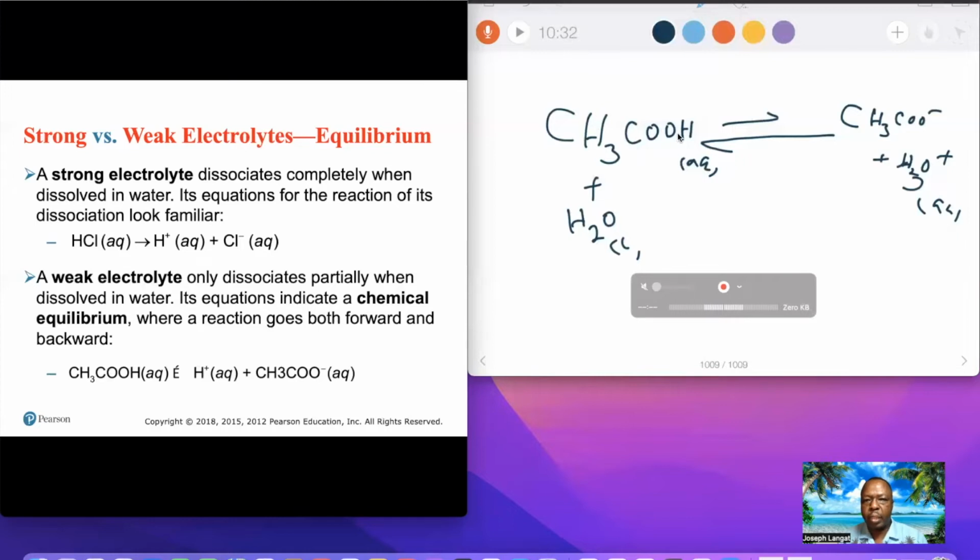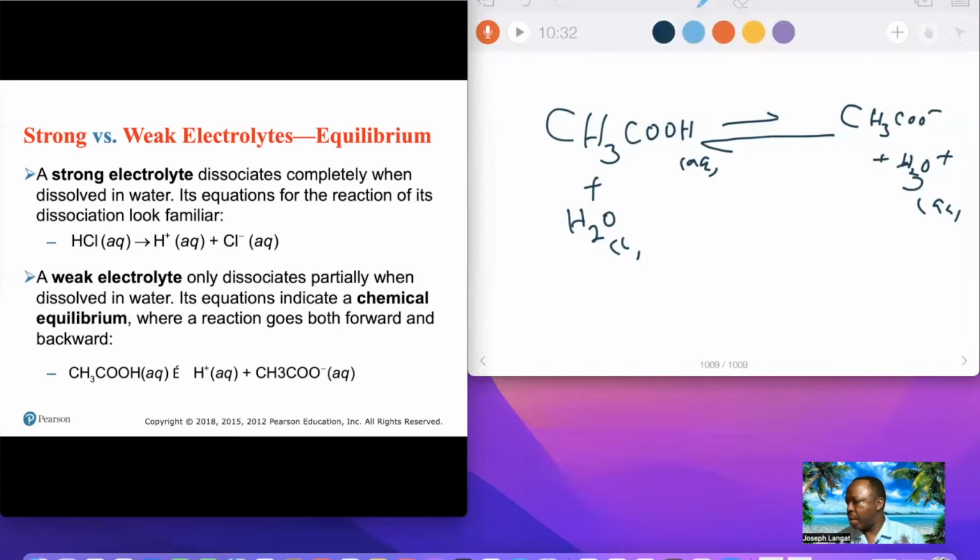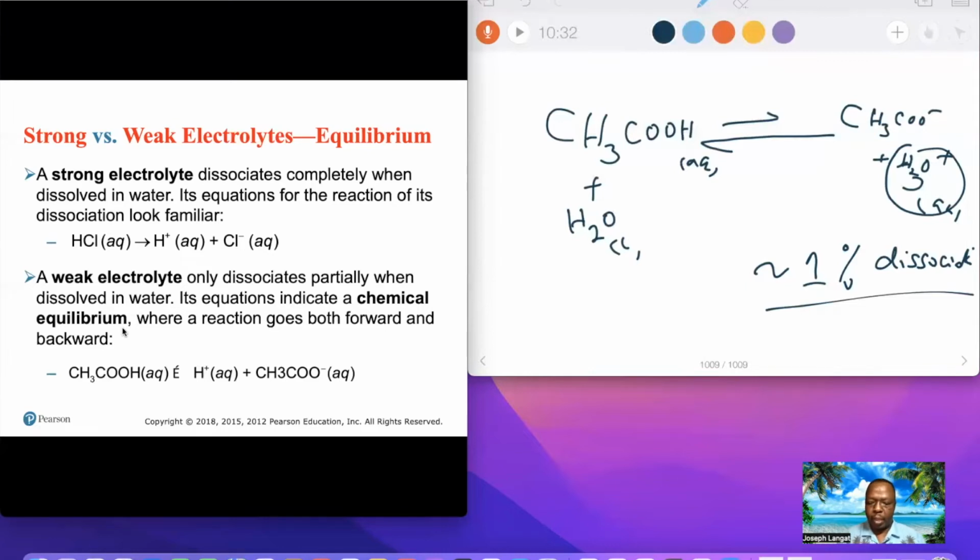The acetic acid plus liquid H2O is in dynamic equilibrium and doesn't want to dissociate. This arrow here indicates chemical equilibrium, okay? It does not completely dissociate. The only hydrogen ion you see is about 1% dissociation, around 1% dissociation for weak electrolytes.